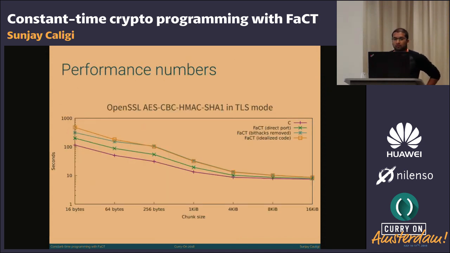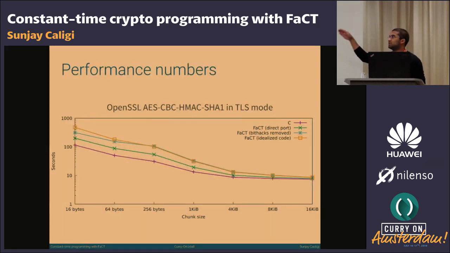So looking at the performance numbers, this is for the OpenSSL code. The purple line at the bottom is C. So the C implementation in OpenSSL is still the best. The various FaCT ports, so we did a couple different variations where we did a direct port of the C code. We took the direct port and kind of untransformed some of the bit hacks into conditional statements in FaCT. And then the very top line, the yellow line, is kind of almost a complete rewrite, just purely in FaCT.